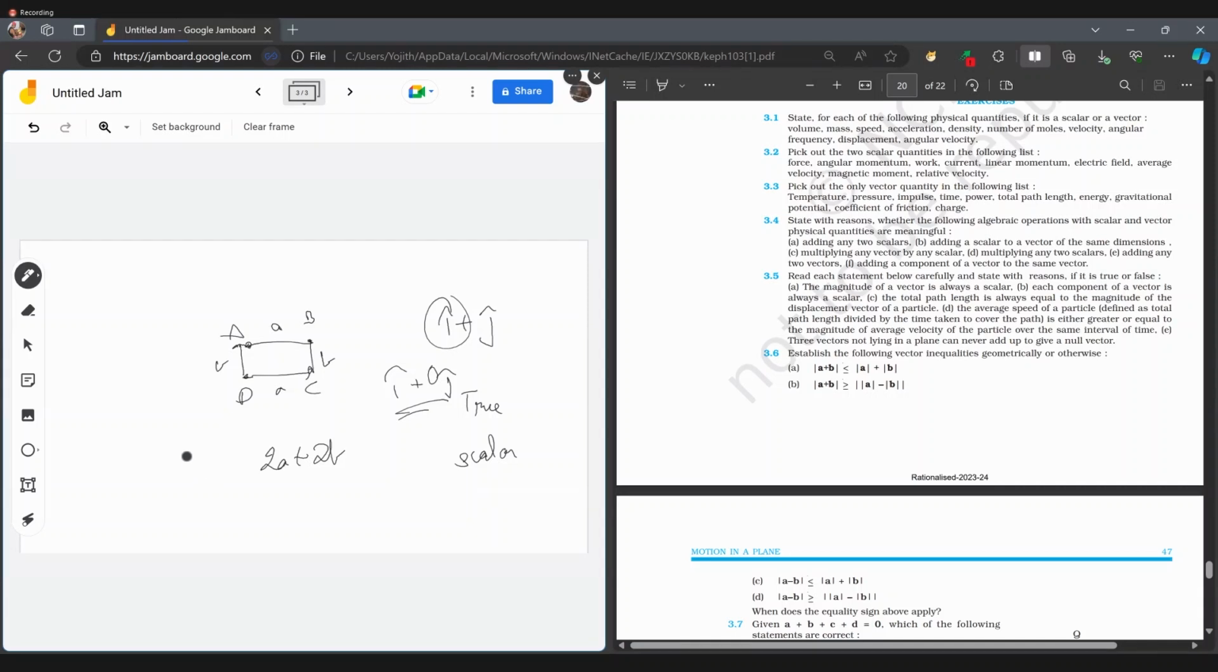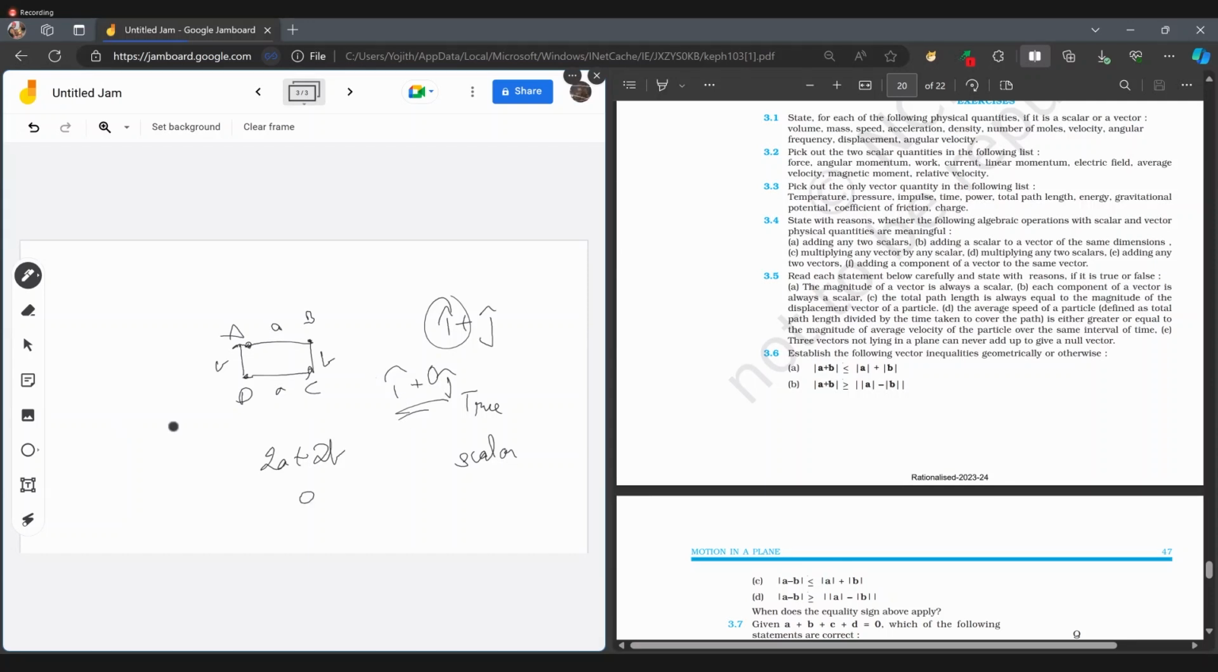Next, the average speed of a particle, defined as total path length divided by the time taken to cover the path, is either greater or equal to the magnitude of the average velocity of the particle over the same interval of time. Okay, so this is true because total path length అన్నది ఎప్పుడు greater than or equal to displacement అవుతుంది.